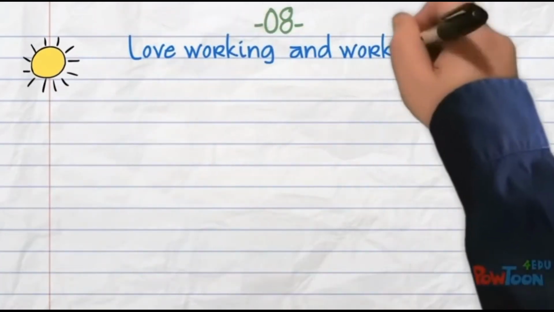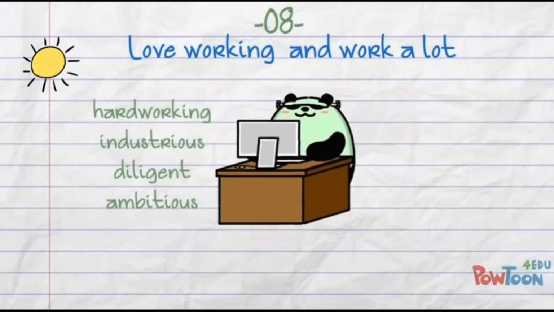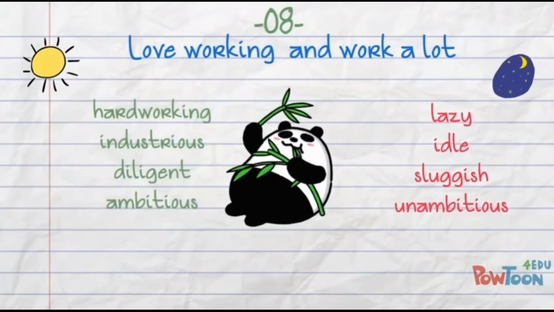People who love working and work a lot are hardworking, industrious, diligent, ambitious. Ambitious people usually have a plan for life. And the opposites are lazy, idle, sluggish, unambitious.